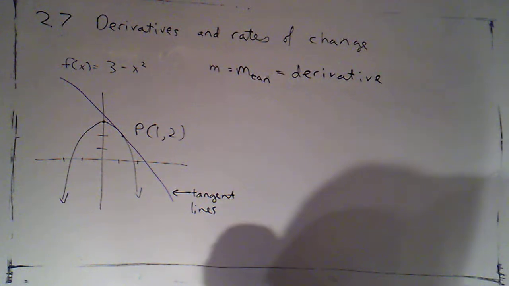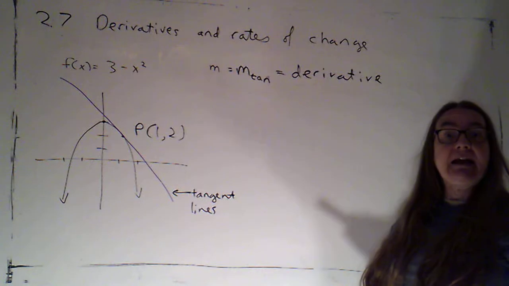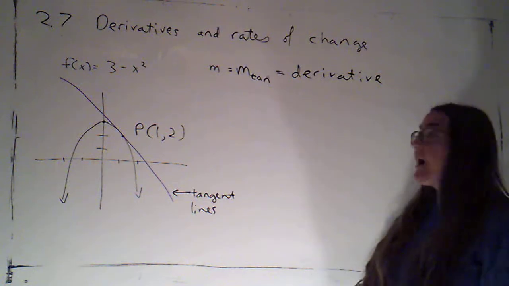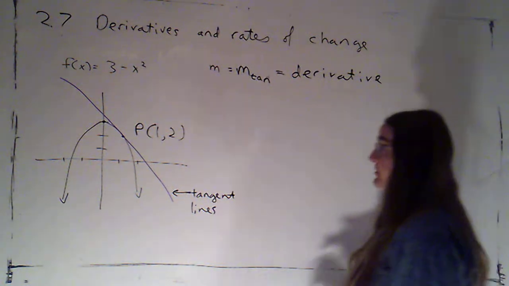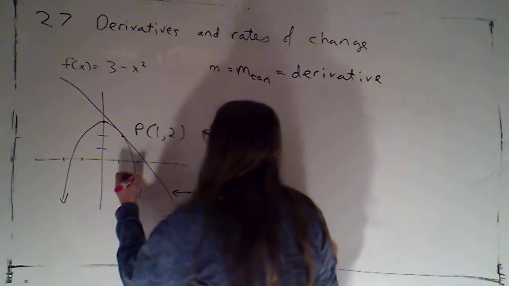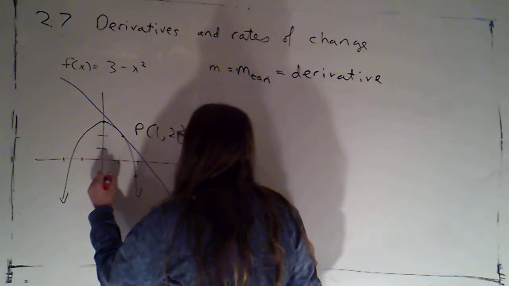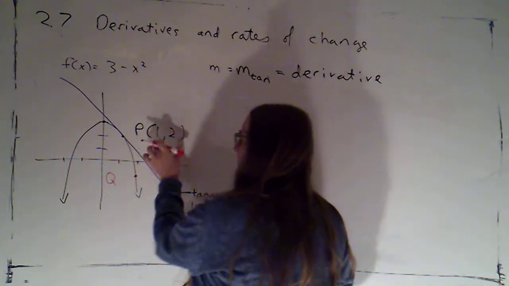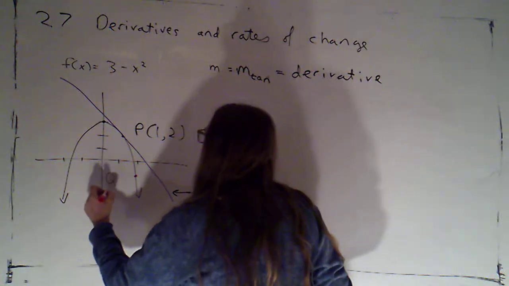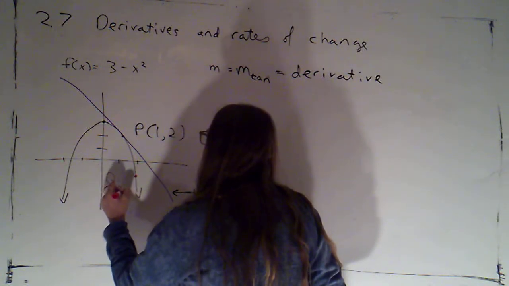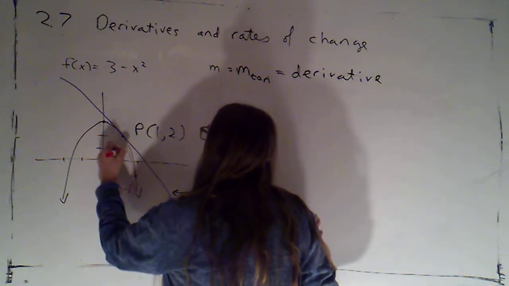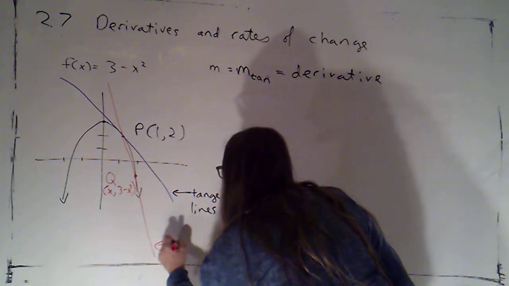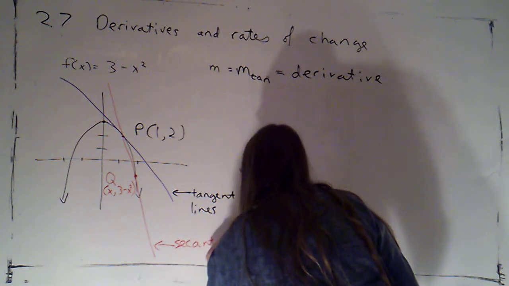And so what we generally do is we create a different line. We create a secant line. Remember, a secant line is just a line that goes through 2 points on the function. So I'm going to choose P as my first point. I'm going to draw in a point Q. What I'm going to do is I'm going to choose this to be an arbitrary point. So instead of labeling it with numbers, I'm going to label it as (x, 3 minus x squared). And then I can draw in the line that goes through those points. So this would be what we call a secant line.